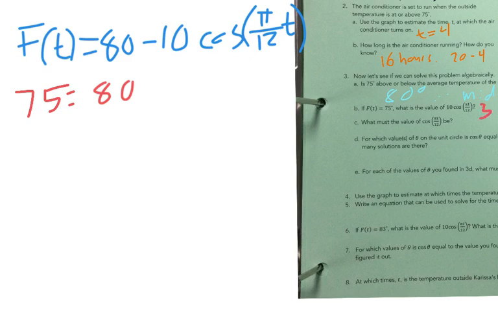Where'd you get 5 from? Because this whole thing has to be true. So if f of t was 75, 75 equals 80 minus garbage. Garbage has to be 5. I understand what they're saying. It took me a minute.